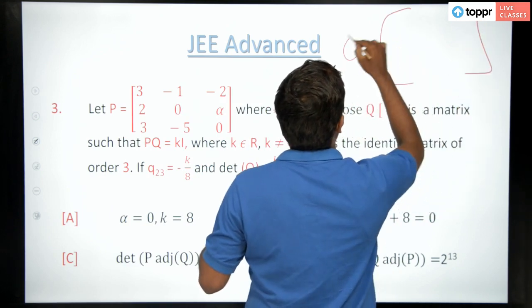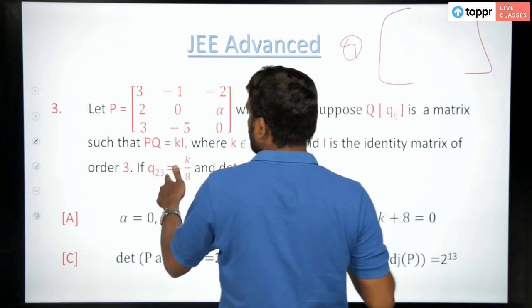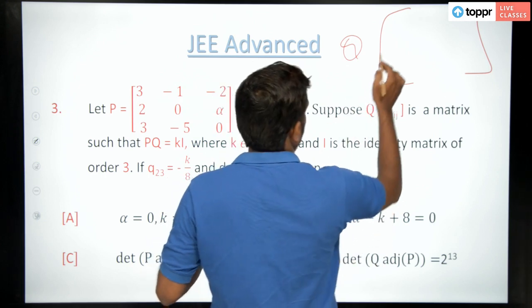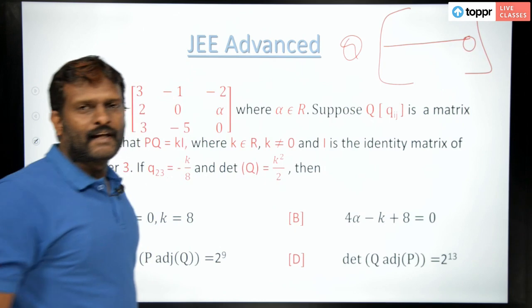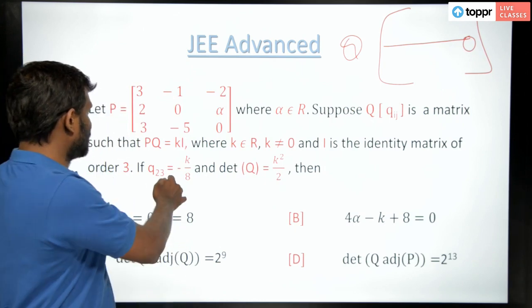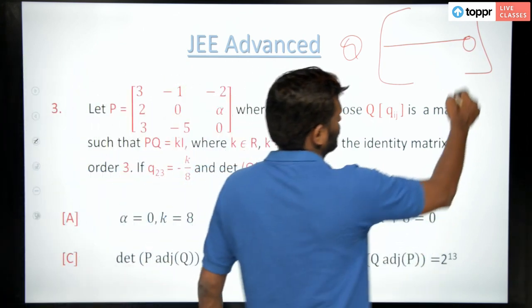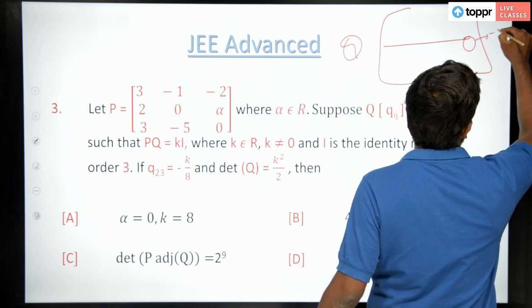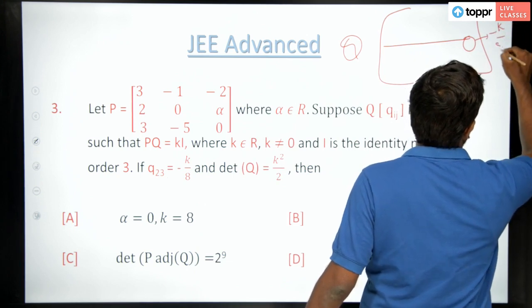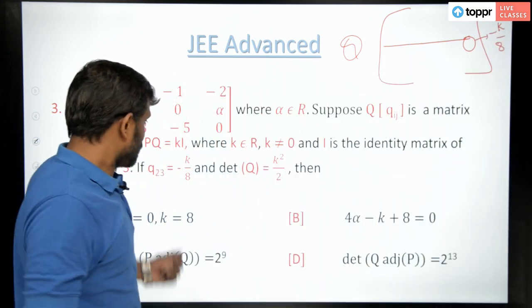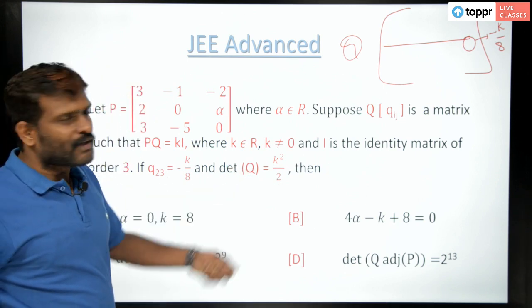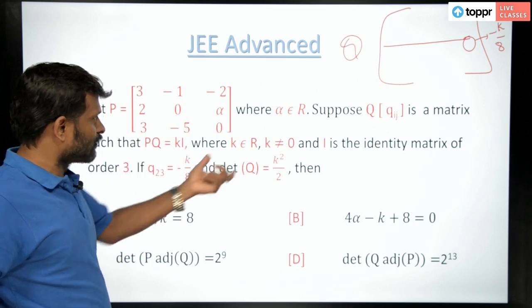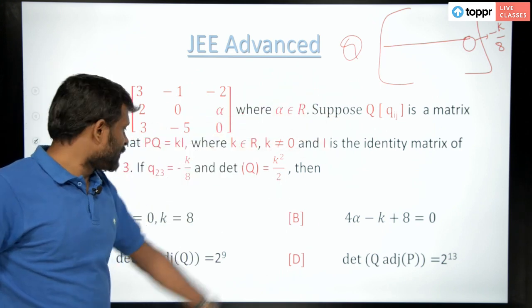If this is the matrix Q, then Q23, the second row and third element of it, is given by minus k by 8. So, this value he is saying is minus k by 8, and the determinant of Q is given by k square by 2. If you find the determinant of that matrix, its value is k square by 2.